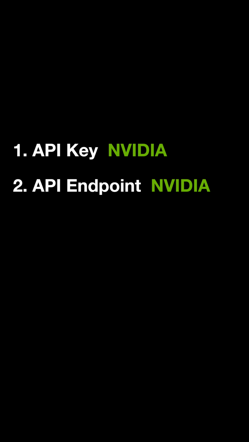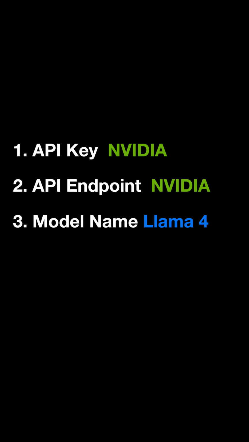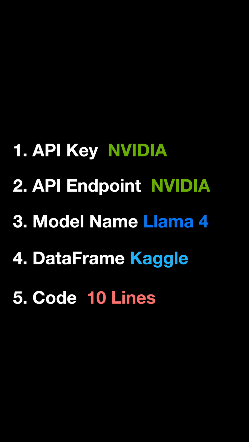The 5 things we'll cover are how to get our free API key from the NVIDIA Developer Program, the API endpoint we'll use, the model name for Llama 4, a sample data set from Kaggle, and the 10 lines of code that make everything work together.